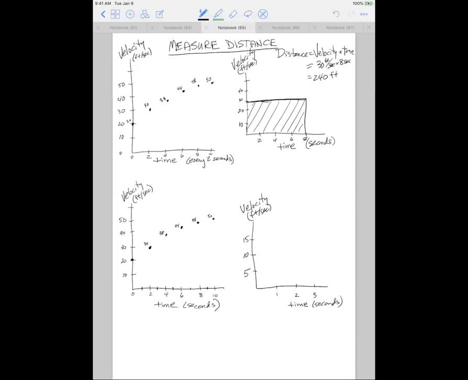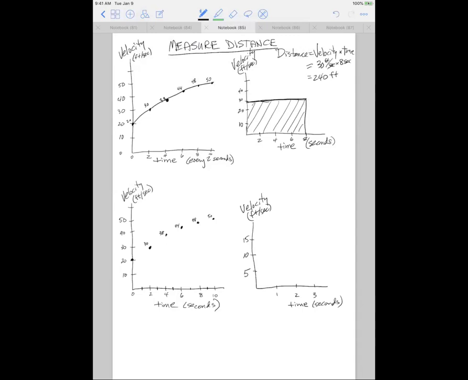But if we've got a situation over here, look at the velocity on the one on the left. Starting at time zero, it's going 20 feet per second. Every 2 seconds I check the velocity, and at 2 seconds I'm going 30 feet per second, and 38 after 4, and then 44, and 48, and 50. How far did I actually travel?